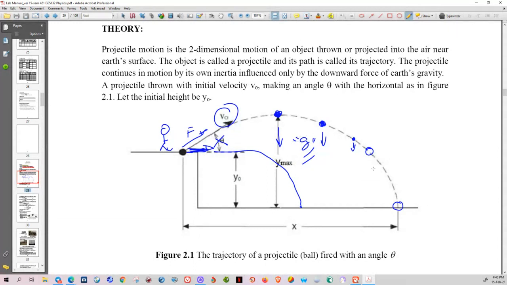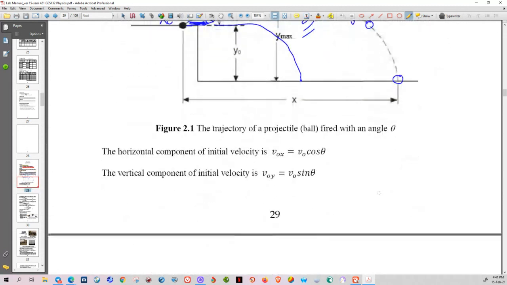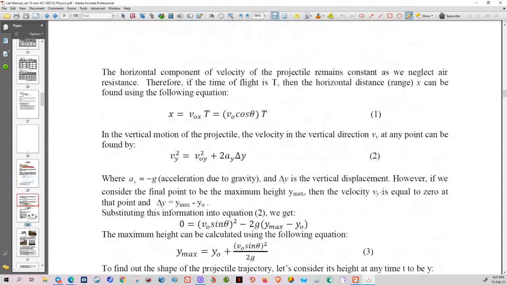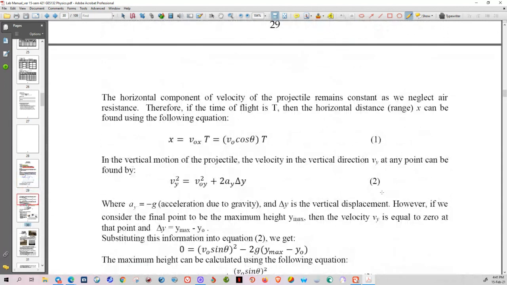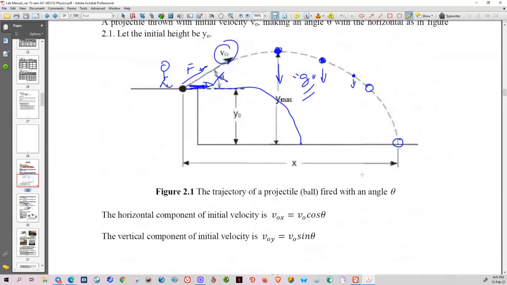The path of the motion is called trajectory, and the object that moves in this type of motion is called a projectile. And this is what we are going to study. Now, how are we going to do it? Well, first, these are the rules.